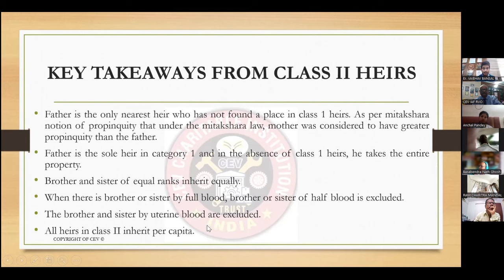Brother और sister of uterine blood जो है वो कभी भी पिक्चर में नहीं आते जब तक कि half blood और full blood है, और अगर half blood और full blood नहीं है तो वो आ सकते हैं. लेकिन शेड्यूल में जो लास्ट में जो एक्सप्लेनेशन है उसमें ये लिखा हुआ है the brother and sister by uterine blood are excluded. Now, all heirs in class 2 inherit per capita. Per capita means per head.